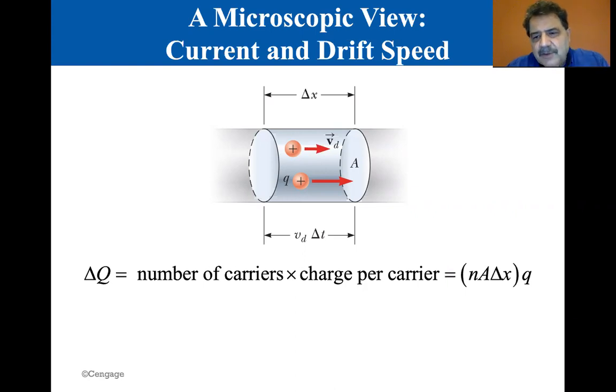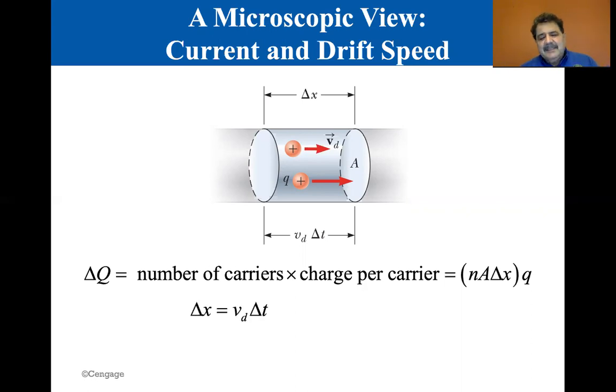Well, the number of carriers is the number of carriers per unit volume times the volume. Well, what is the volume? The volume is this area times delta X. So we're imagining a wire, a cylinder. Delta X is how far it's drifted, and the area is basically the area of that circle. So that gives you a volume. The volume is A delta X, and n is the number of charge carriers per volume, times that volume of A delta X, times the charge. And that's the overall charge, delta Q.